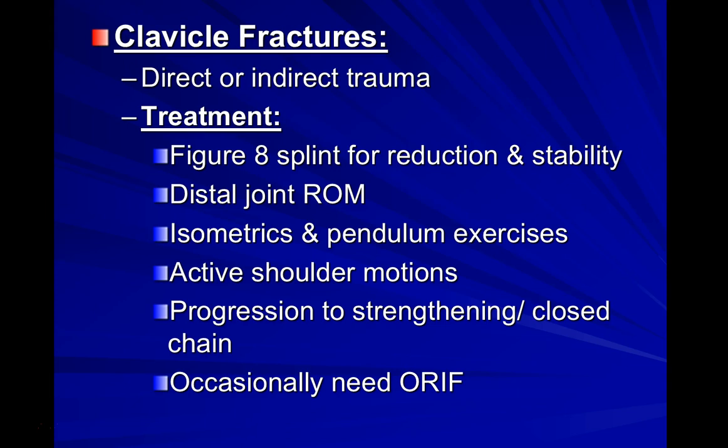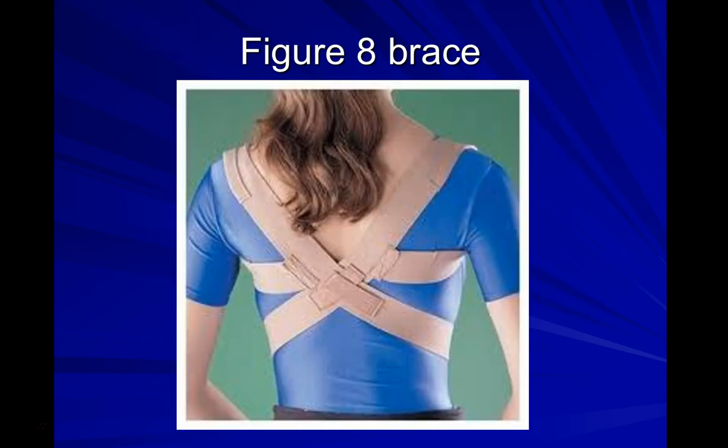Clavicle can be fractured. That's usually just traumatic in nature, so it's direct or indirect trauma to that area. They'll sometimes just do a figure-8 splint, and I have a picture of that, just to reduce it and provide some stability. You can see that progression, which we're going to follow in lab for a particular case, is pretty applicable to a lot of these shoulder and associated injuries that we've been talking about today. There's your figure-8 brace.